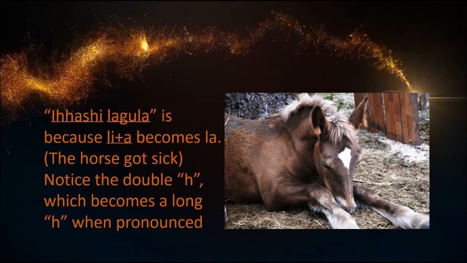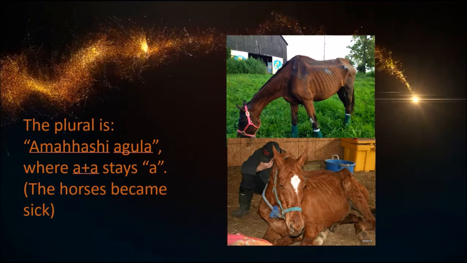Notice the spelling, it's not a spelling mistake, it's a double H. It is hardly ever used in Zulu, and even some Zulus will misspell this word as having just 1 H. And because it has 2 H's, it is pronounced in a slightly longer way. Instead of ihashi, it is ihashi lagula. If you change that to the plural, it would be amahashi agula. You would then add a plus a, which simply stays as a. The horses became sick.